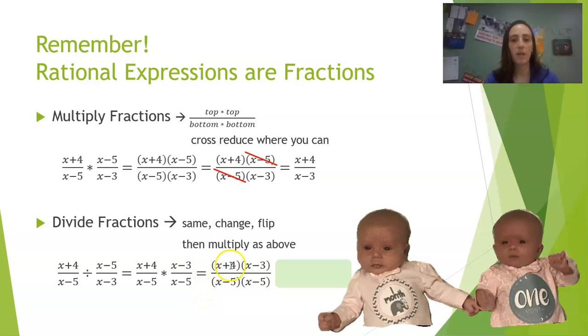So I'm going to multiply my binomial times binomial on the top and on the bottom. So when I do that for the top, I'm going to get x squared plus x minus 12. And on the bottom, that's going to turn into x squared minus 10x plus 25.